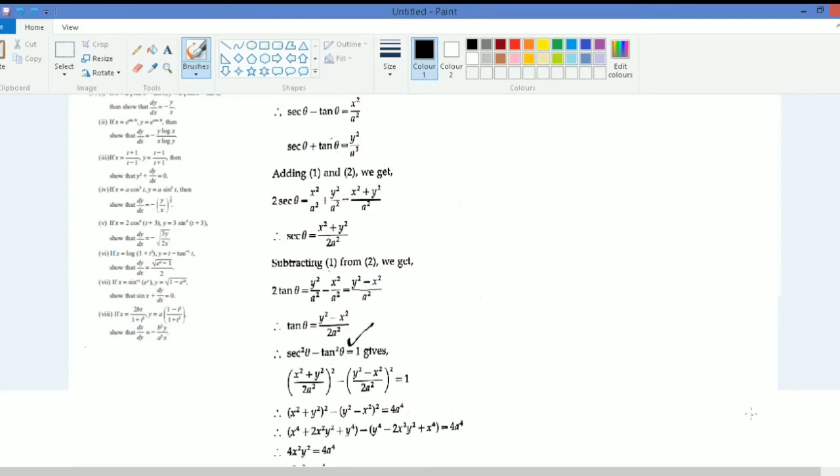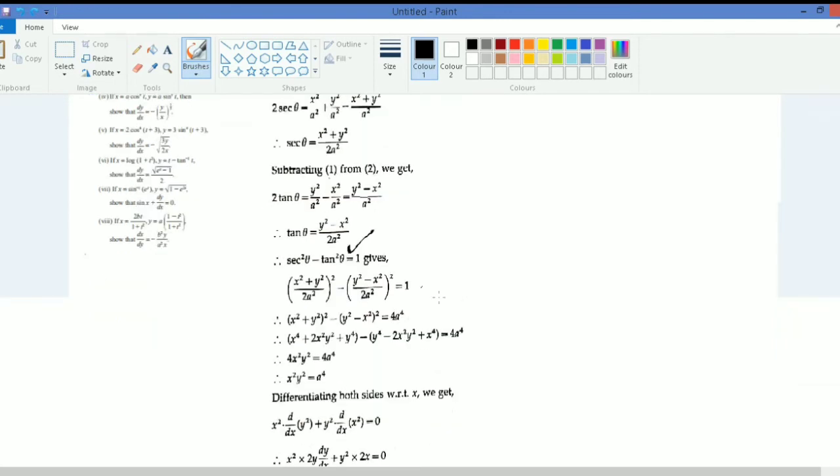Now we will open it as a plus b the whole square. We will get x raised to 4 plus y raised to 4 plus 2x square y square. Similarly, we will write here y raised to 4 plus x raised to 4 minus 2x square y square. And this term will go that side. So it will become 4a raised to 4, LCM of, so this will go that side.